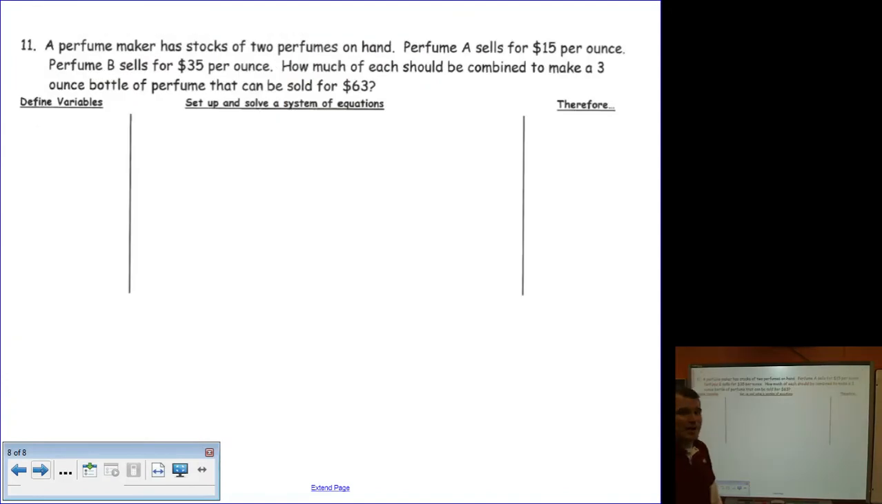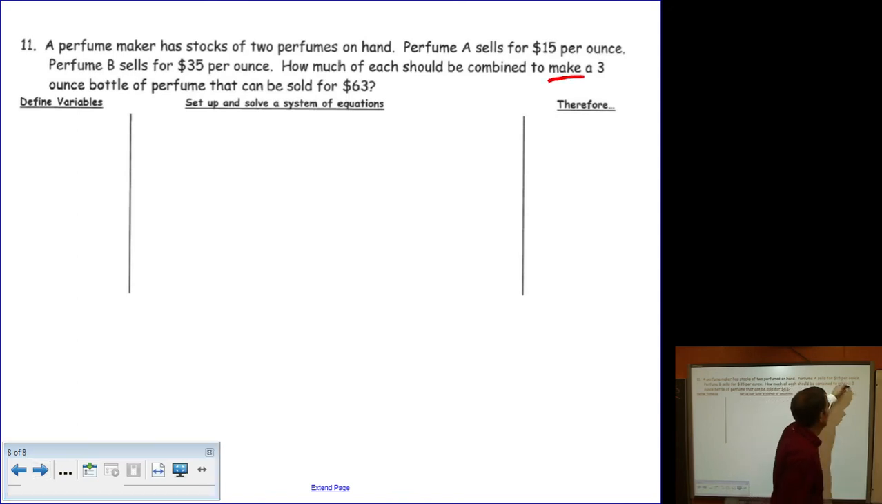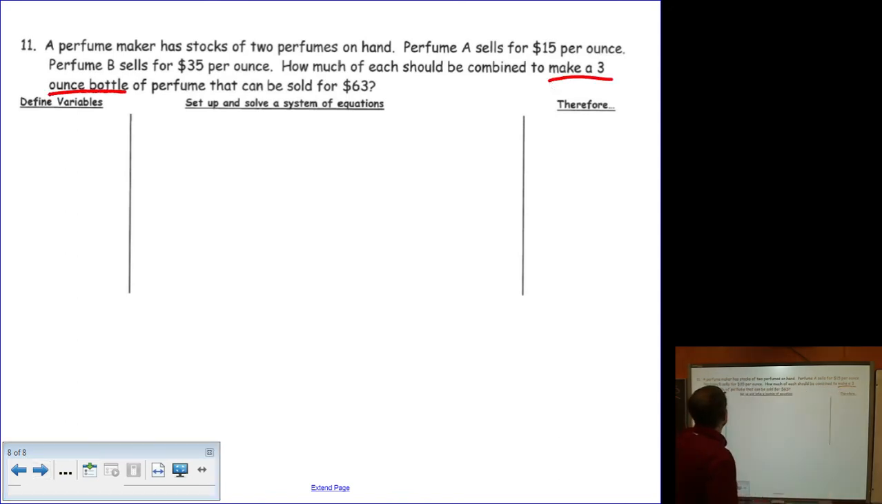All right, our last problem is very similar to number 10. I have two perfumes that I am mixing together. I want to make a 3-ounce bottle of perfume that can be sold for $63. Whew, perfume can be very expensive. You'll find that out.